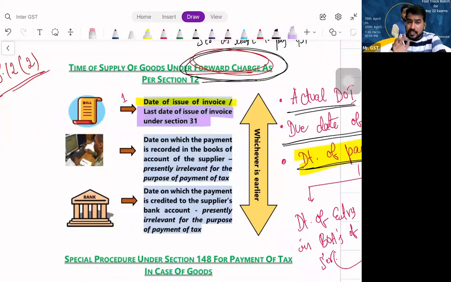That means, please understand, first point they are talking about actual date of invoice and also the due date of invoice under section 31. Are you able to understand? What is the date of invoice means? When did you actually raise the invoice? What is the next one they are talking? Last date of invoice under section 31. That means, can I say due date? What is the last date? Due date. That means here there are 2 things.